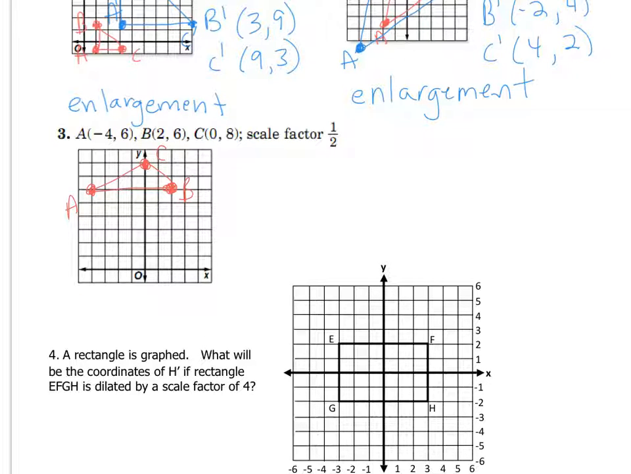So I'm going to multiply everything by 1/2 or 0.5, or of course you can always divide it by 2 if you choose. So this is a reduction. It's going to get smaller.